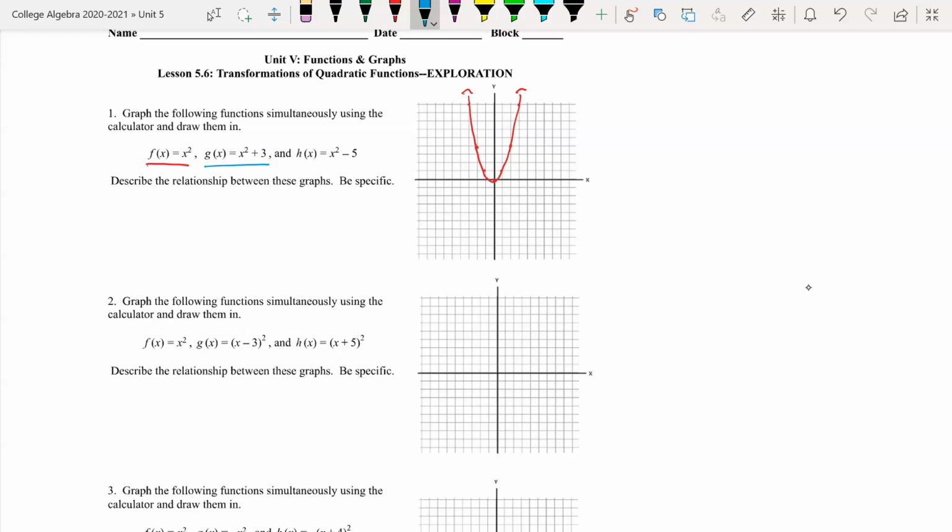Now if I say x squared plus 3, I'm going to take every point and move it up 3. If I say x squared minus 5, I'm going to take every point and move it down 5.